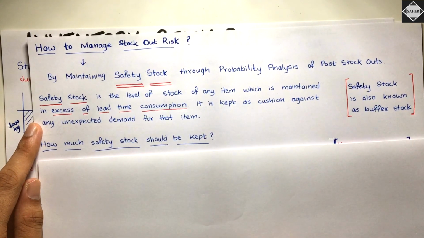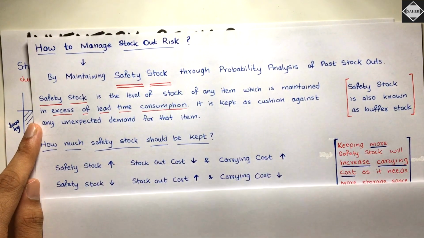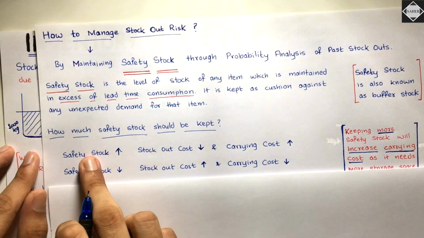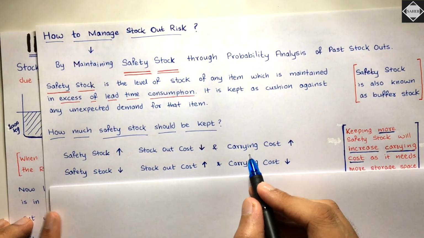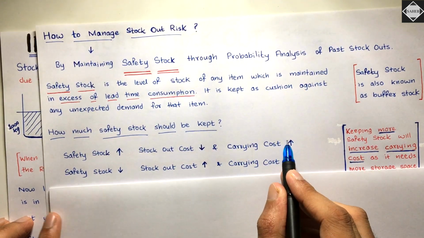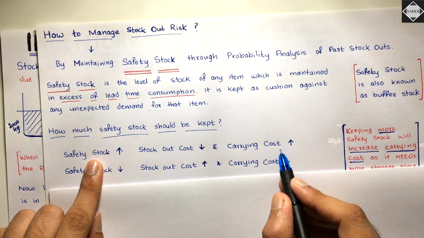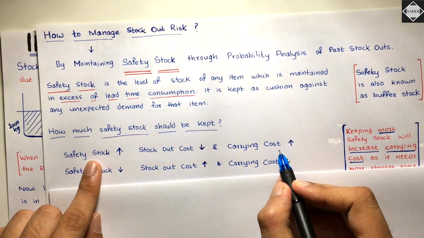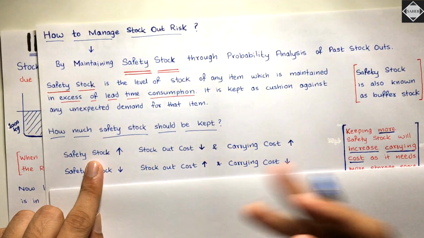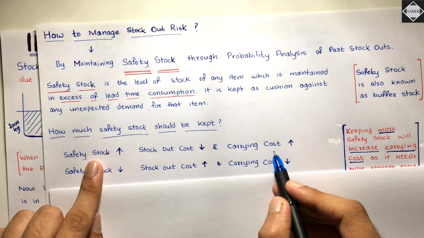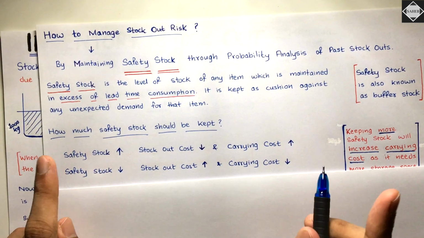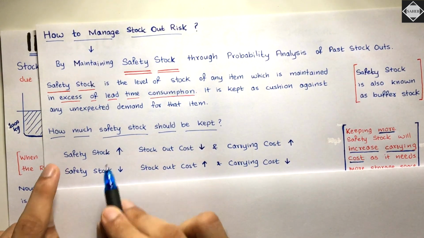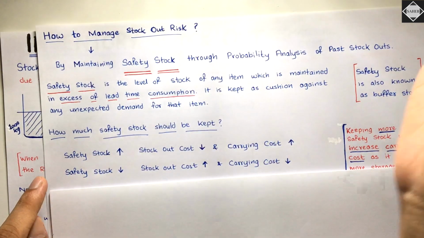Now how much safety stock should be kept? You have to understand, when we keep safety stock, it's extra stock that we keep, right? So we'll have to store that stock, so our carrying cost will increase. If safety stock increases, the carrying cost of that safety stock will increase, because we have to store it and incur the associated expenses along with that. So all that will increase. But you have to understand, when safety stock increases, the risk of stock out decreases.